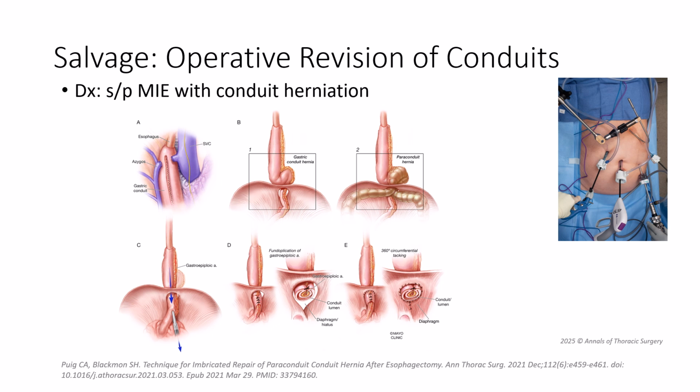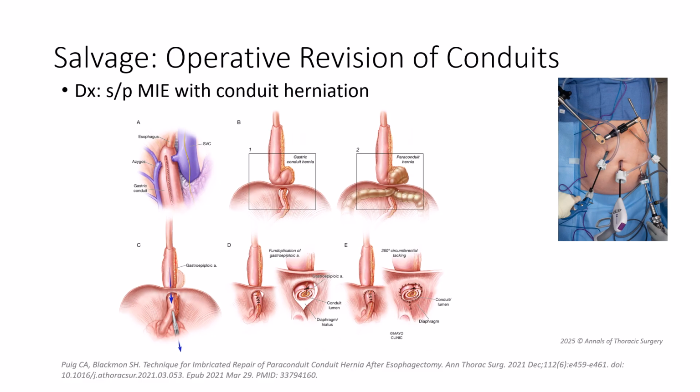In the image to the left, you can see the conduit has herniated and caused redundancy, as in figure B in the top middle. In figure 2B on the top right, you can see a paraconduit hernia of colon that has gone up alongside the conduit. In this circumstance, a gastric conduit is drawn.